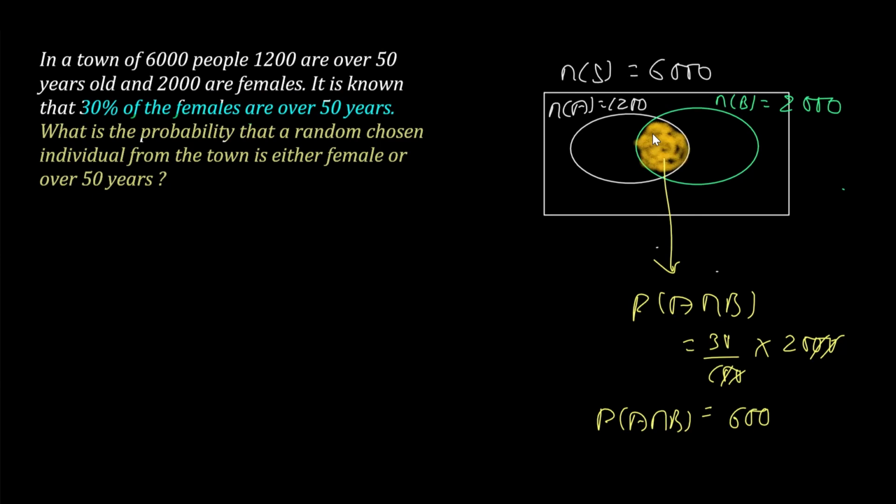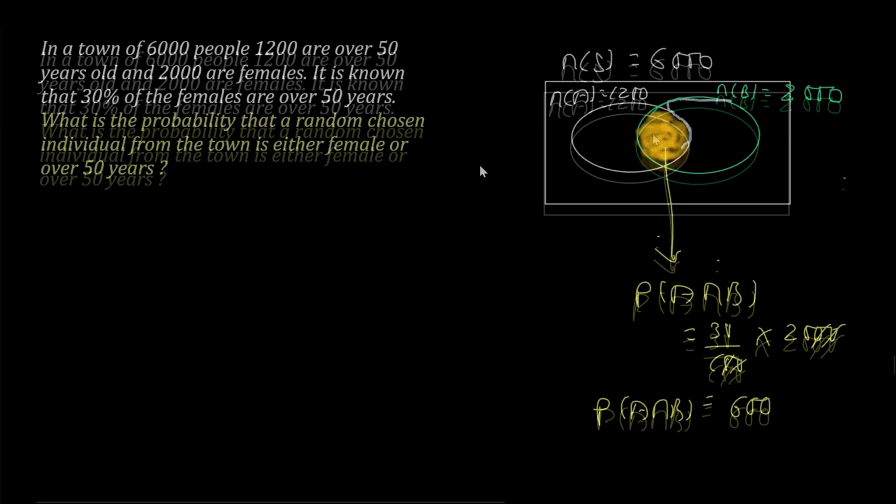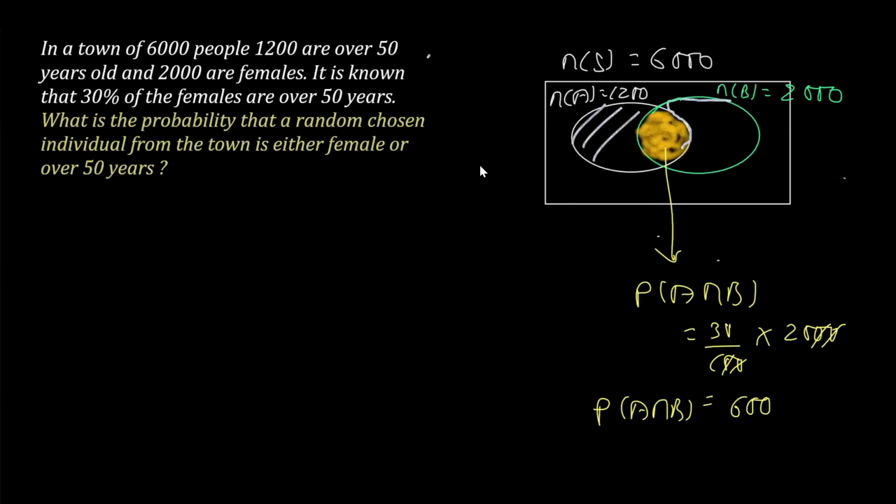Now coming to the question, what we have to find out, what is the probability? Let me read it again. What is the probability that the randomly chosen individual from the town is either a female or over 50 years? So now it's very clear that we have to find the probability for this region. But before that, we need to find their numbers. Okay, fine, there is a mistake. This also is not B. This is the number we got of A intersection B.